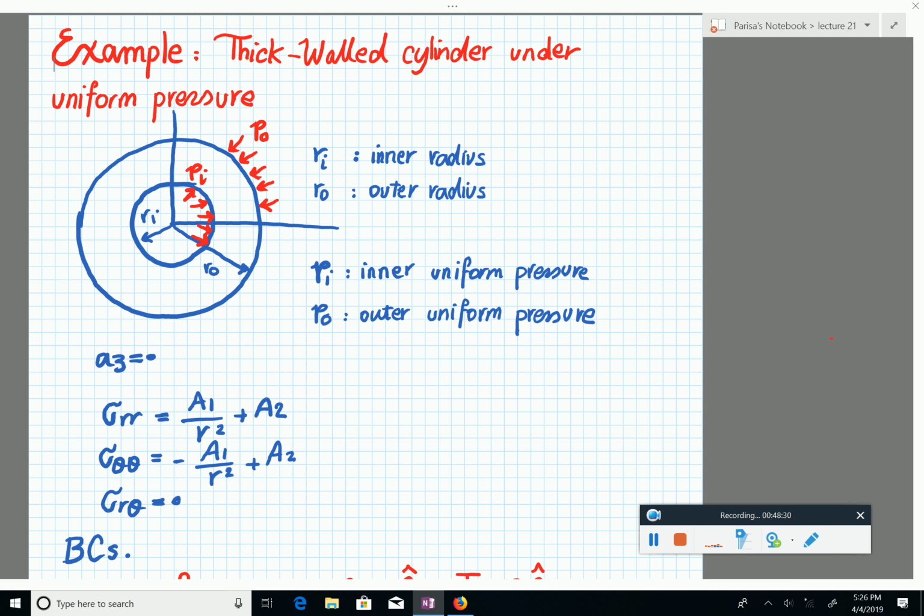I can say, okay, P0 is 0. I have the solution for any P0. P0 is 0. I have Pi. I have some pressure inside the hole. I let R0 go towards infinity to get the solution of an infinite domain with a pressurized hole in it.